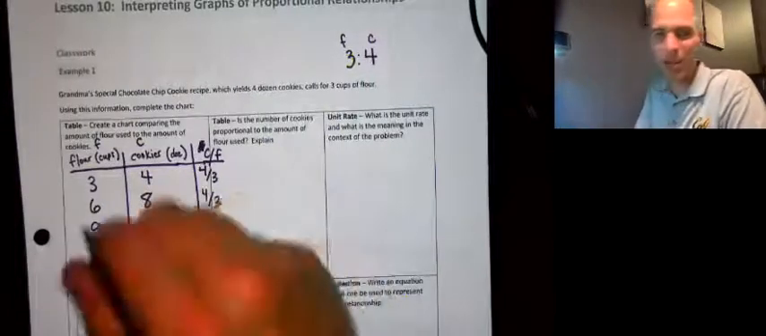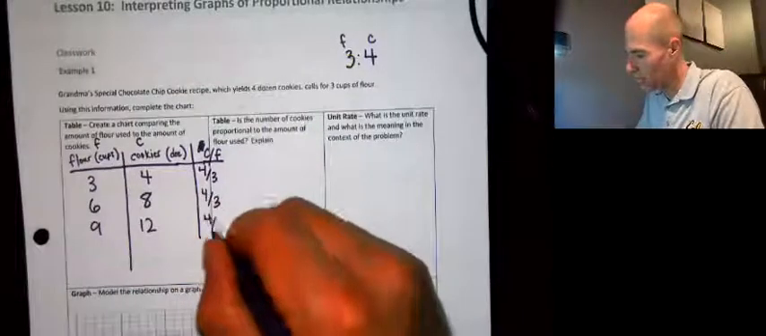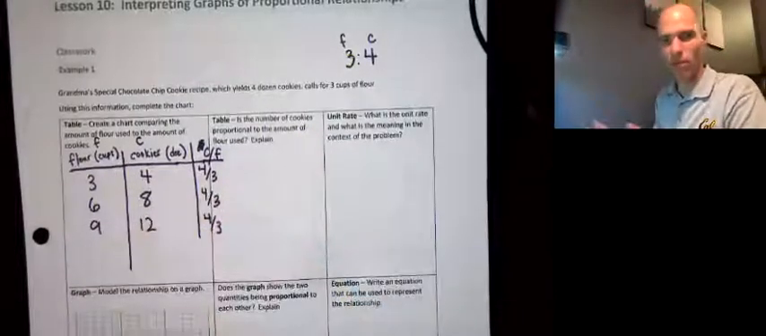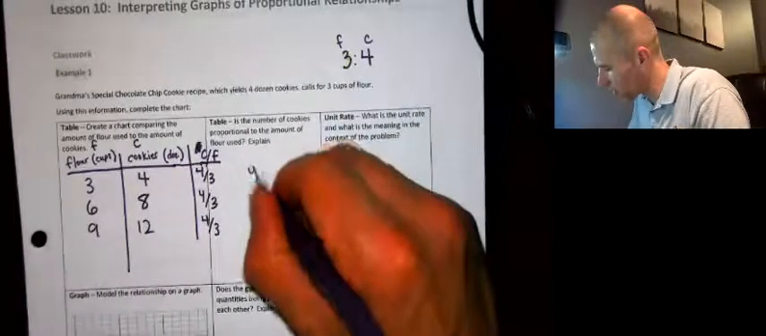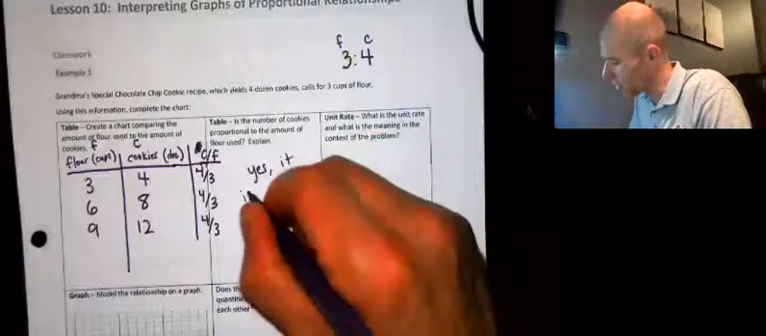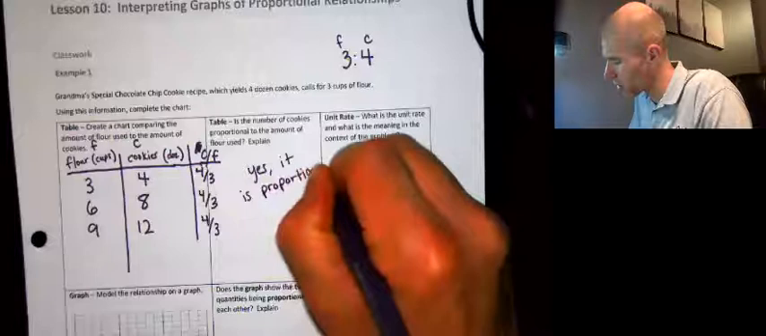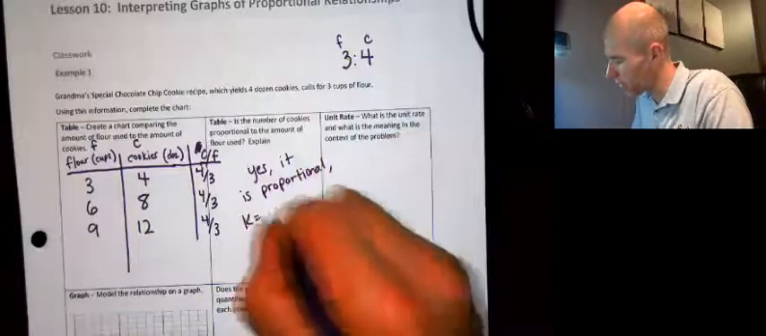4/3, all right, 8/6 also simplifies to 4/3, and 12/9 also simplifies to 4/3. So yes, it is proportional. And K equals 4/3.